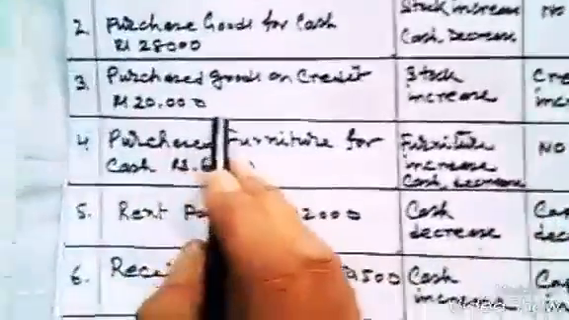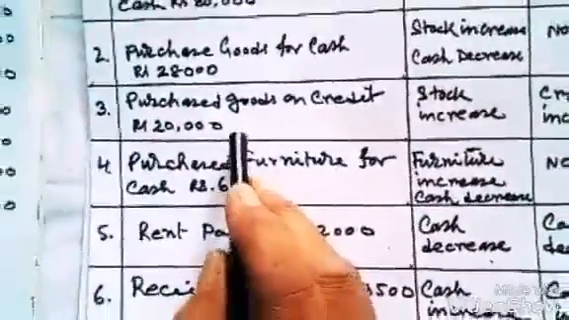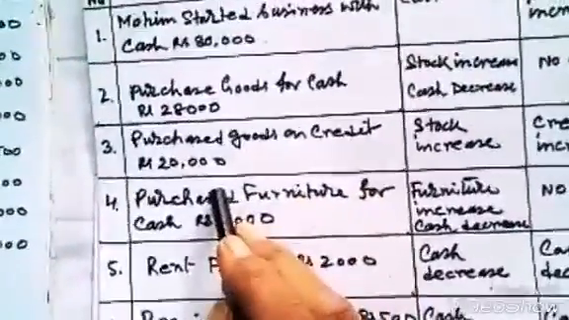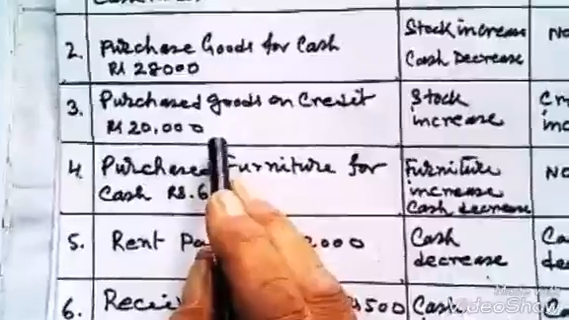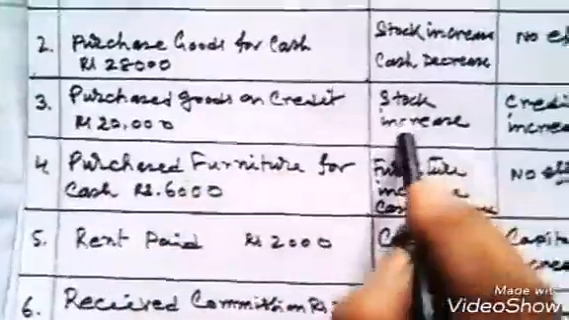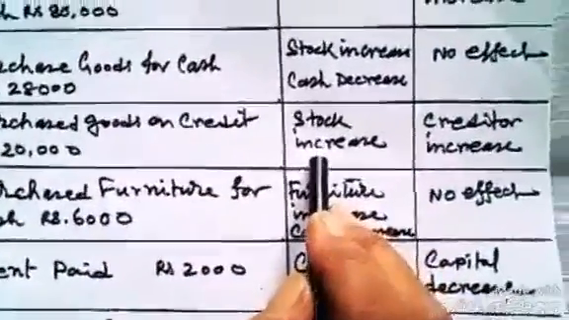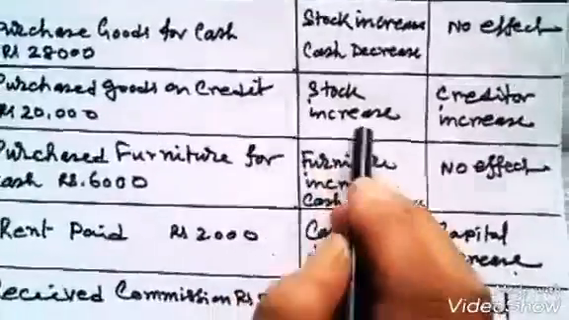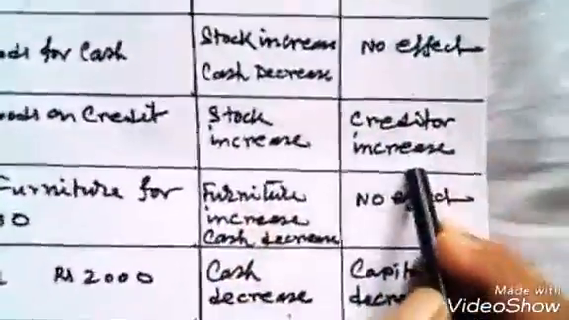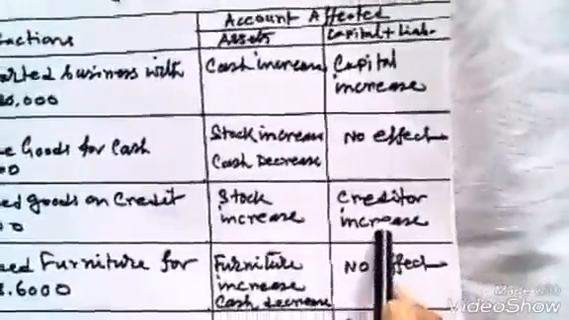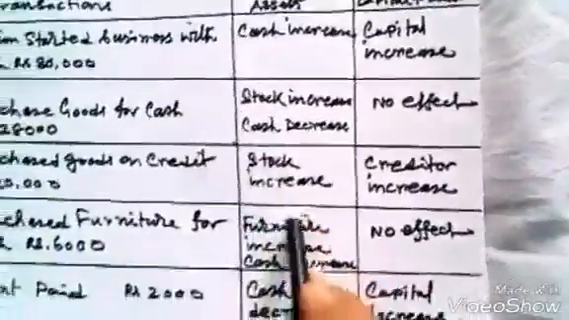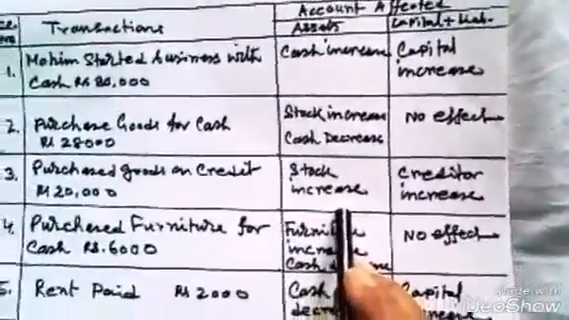Now transaction number 3, purchase goods on credit rupees 20,000. By this transaction, stock increases, and since it is on credit, your creditor increases. Creditor on the capital plus liability side and stock on the asset side.